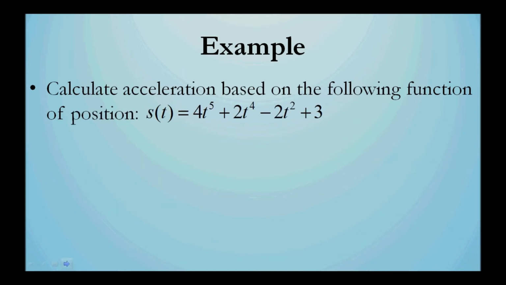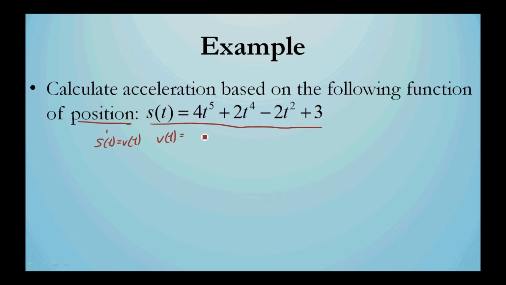Another example. Calculate acceleration based on the following function of position s. s of t equals 4t to the fifth plus 2t to the fourth minus 2t squared plus 3. So, what do we need to do? Well, the derivative of s of t equals v of t. So that's the first step.